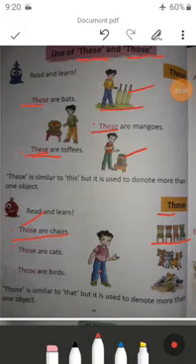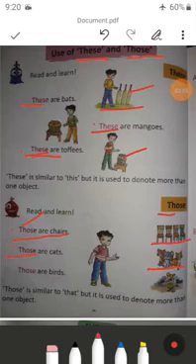The second sentence is: Those are cats. A group of cats is there. He cannot touch the cats easily. He cannot take the cats easily. You can see here all cats are very far from him. So you can see those is used here. Those are cats. He sees them but he cannot take them easily. So you can see here those is used.